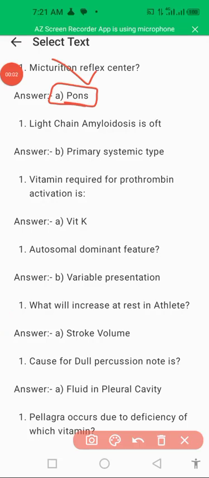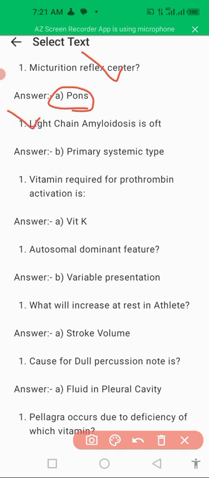Okay, so now we are going to look at some of the high yield questions that are often repeated in different exams, like: the micturition reflex center is present in the pons. In the pons, there is a micturition center present. Light chain amyloidosis, the answer will be primary systemic type. In primary systemic type, light chain amyloidosis is present.